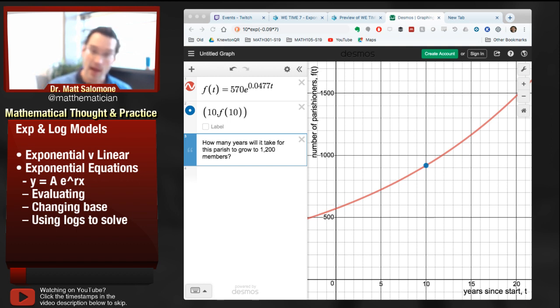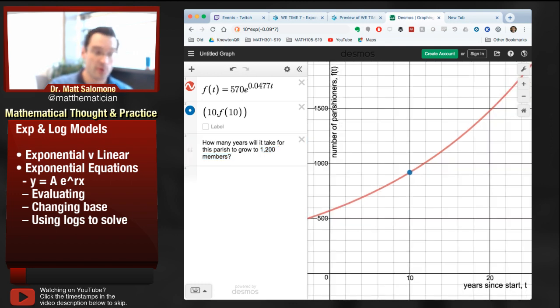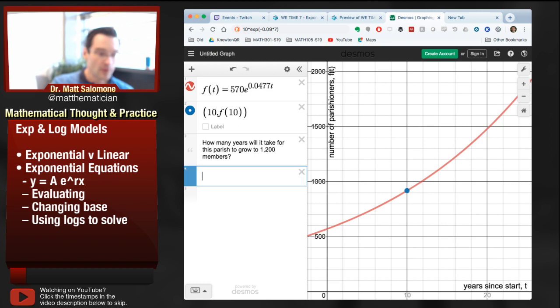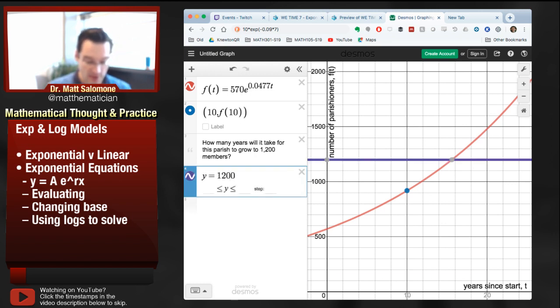How can we, if I know a value for y in an exponential function, how do I discover the corresponding value for x? So in this example, we know we want to find a situation where there's 1,200 members. And so we know that 1,200 is going to be a value on my y-axis. It's a number of parishioners, right? And so what I'm going to do is take the liberty here of sketching in a horizontal line, y equals 1,200. Here is my 1,200 parishioners line.